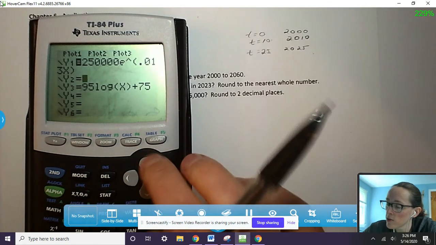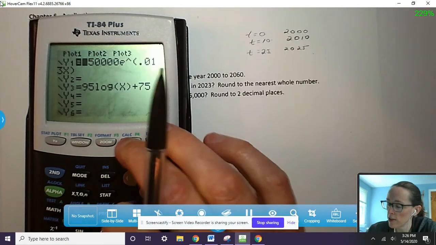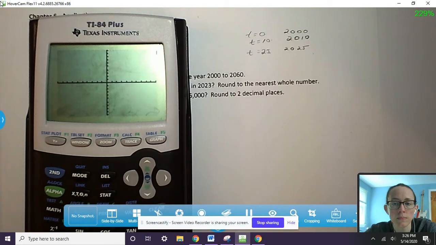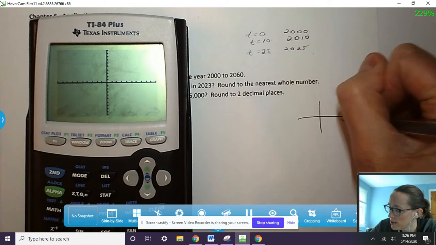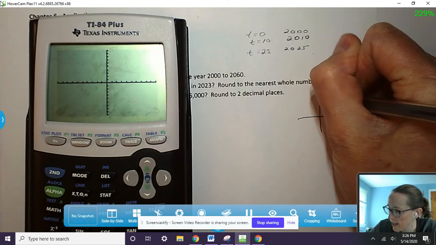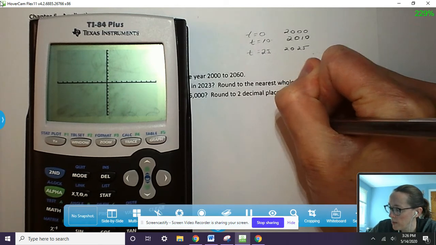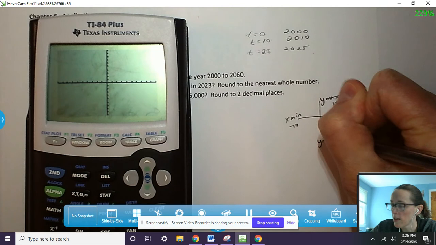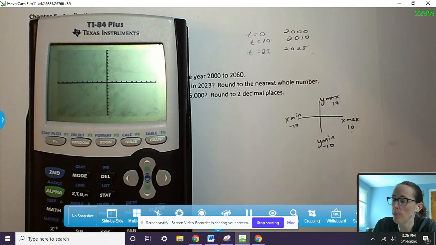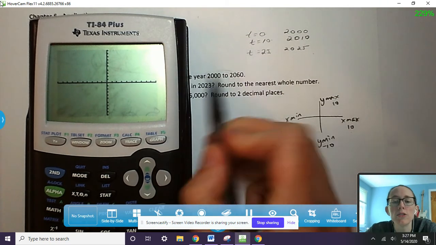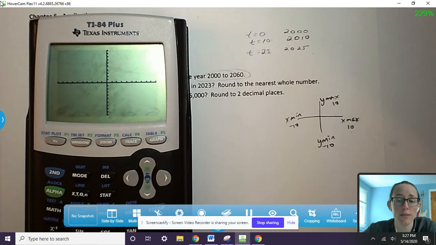Okay, so we're going to graph this. Let's start in Zoom Standard. That's Zoom 6. And when you're in Zoom Standard, your window is set to have an X max of 10, a Y max of 10, an X min of negative 10, and a Y min of negative 10. And what we need to do is adjust the window. We are told that we want to see from the year 2000 to 2060.